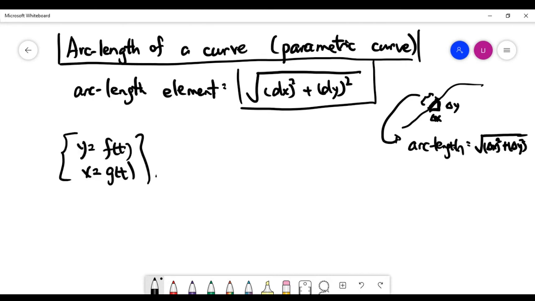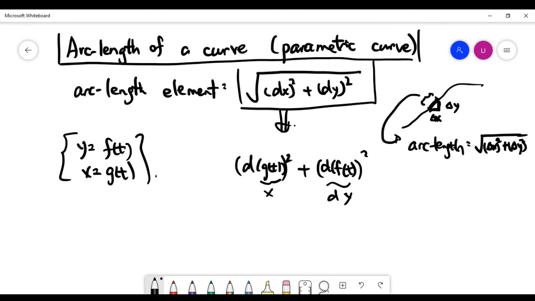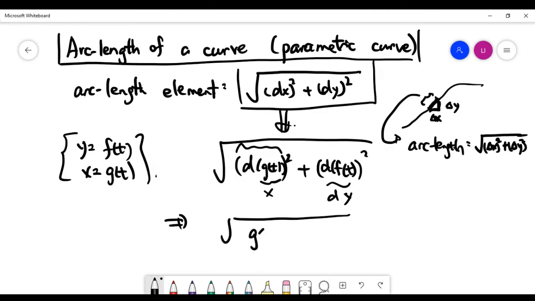You should be given y as a function of t and x as a function of t. And because of the arc length element here, it essentially means we have something like dx, the whole thing squared, plus dy, the whole thing squared, right? And please note that dg, for example, is essentially the derivative of g, and we can write the dt after that. So for the arc length element, we can present it by g prime, the whole thing squared, plus f prime, the whole thing squared, and we can push the dt out.